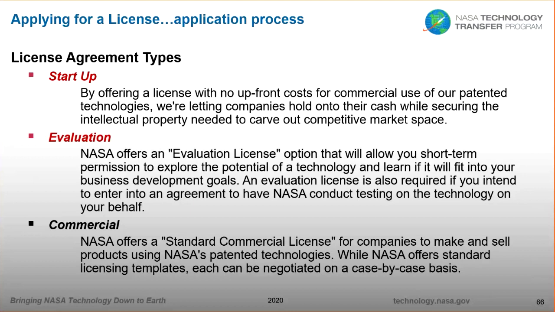The next type of license is the evaluation license. Evaluation licenses are non-exclusive agreements without any long-term commitment. These licenses range from 6 to 18 months, and most licenses are around a year. The evaluation licensees are not permitted to commercialize or sell the technology. So to do that, you would need a commercial license. So pretty much you can think of it as kind of a test run license where you see if the technology would fit what you want to do.